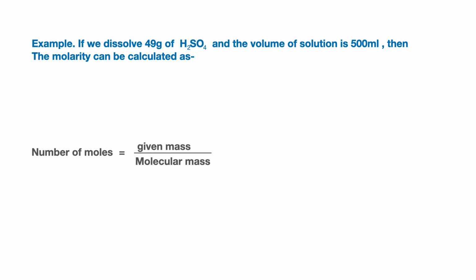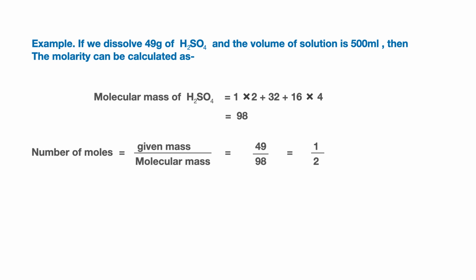Since its molecular formula is H2SO4 and we know the atomic weight of hydrogen is 1, sulfur is 32, oxygen is 16, so that will come out to be 1 into 2 plus 32 plus 16 into 4, which is 98. Now the number of moles will be, given mass is 49 and molecular mass is 98, so 49 by 98 is 1 upon 2, that is 0.5.